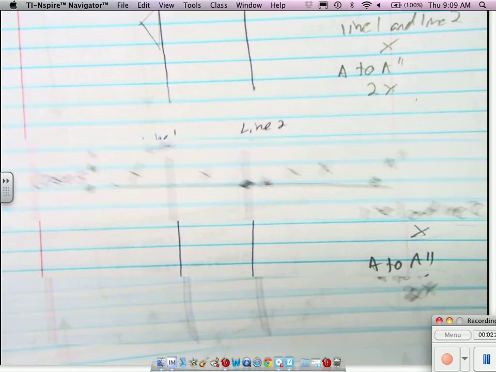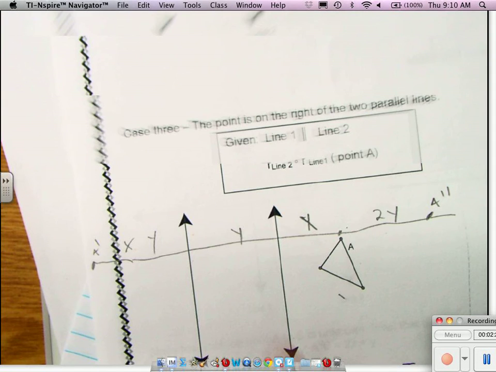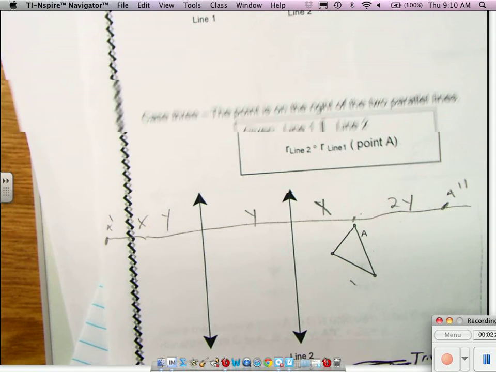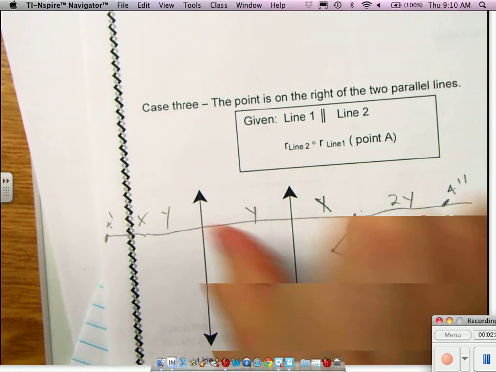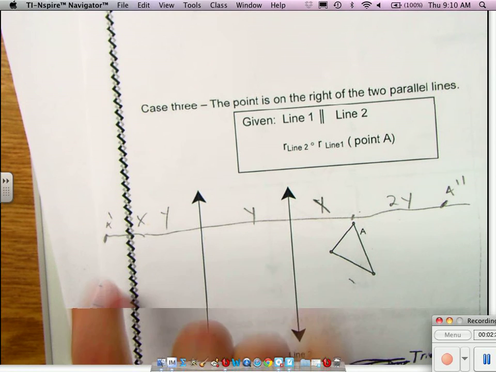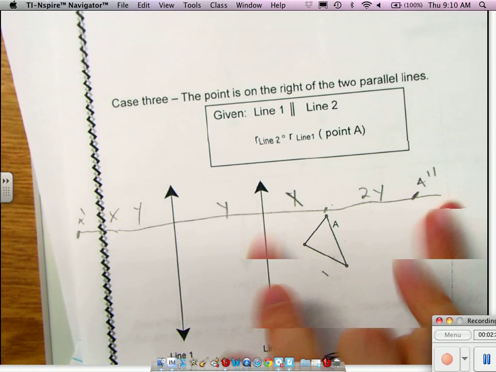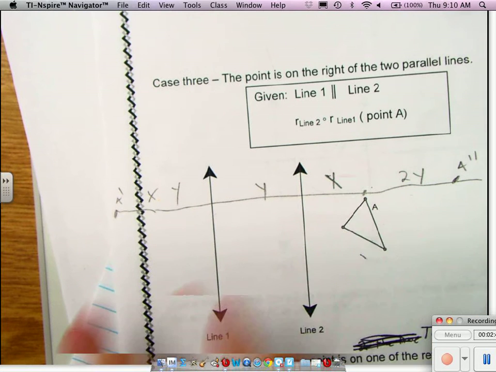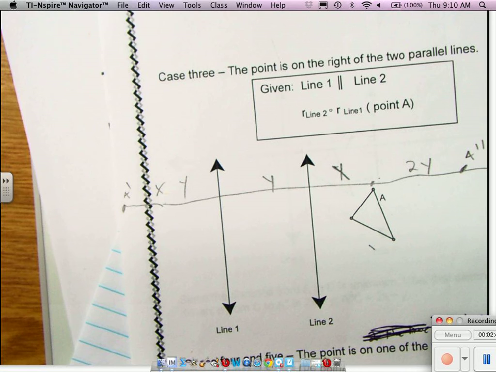Yeah, I can go back to case 3. Okay, so with case 3, I had a lot of people try to reflect it over line 2 first. Remember, it asked you to reflect over line 1 first, and then this whole distance reflect over line 2. I think this one is one of the most difficult because the x's go on top of each other, so you don't have that distance over there, and that can be kind of confusing.